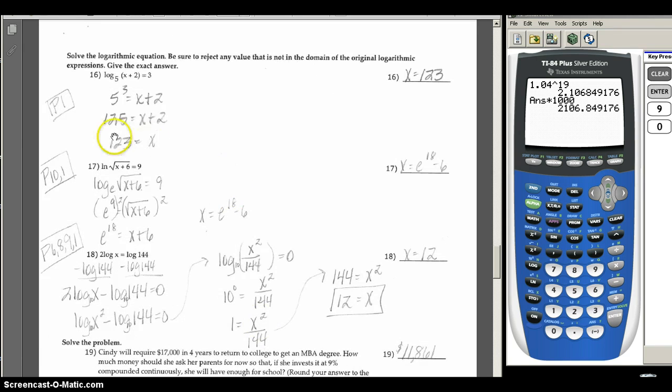16. I used property 1. I converted it from logarithm form to exponential form. So my base is 5, my exponent's 3, so 5 to the third equals my argument of x plus 2. And then I just solved.